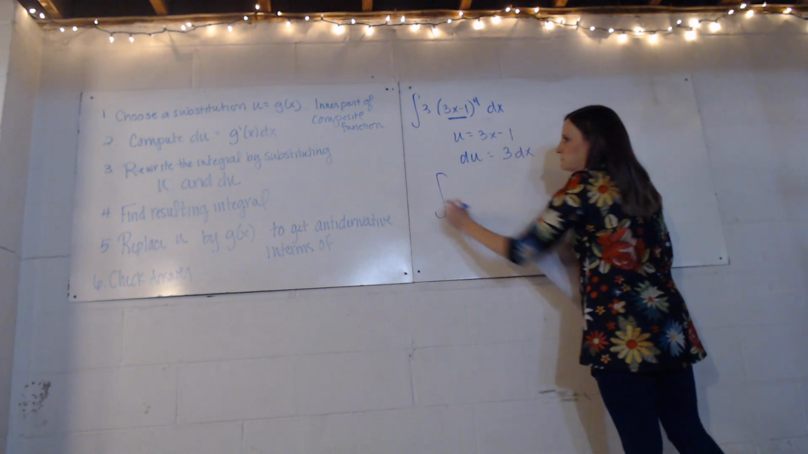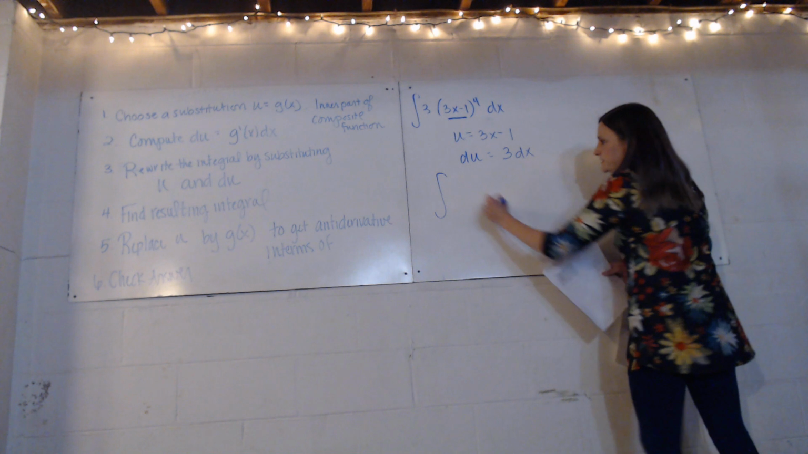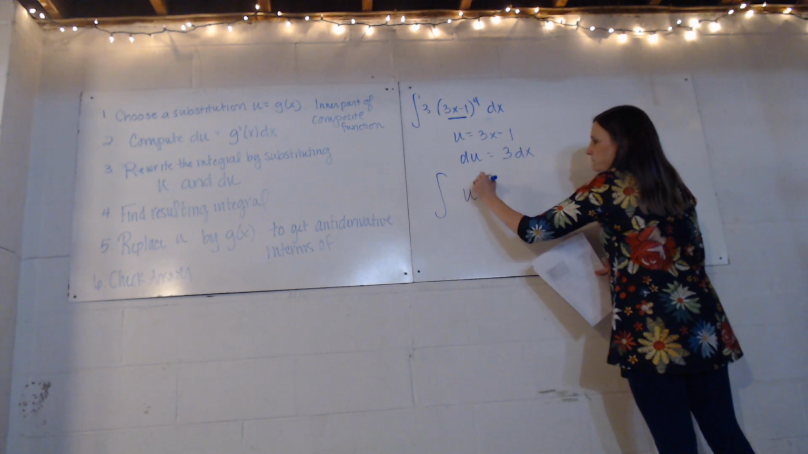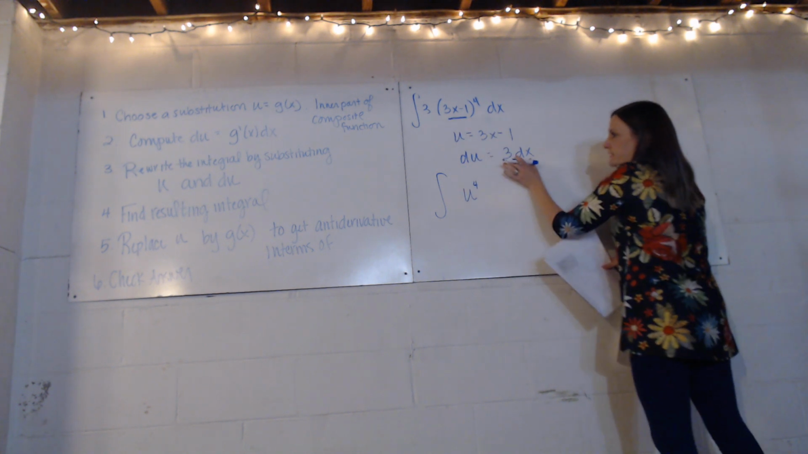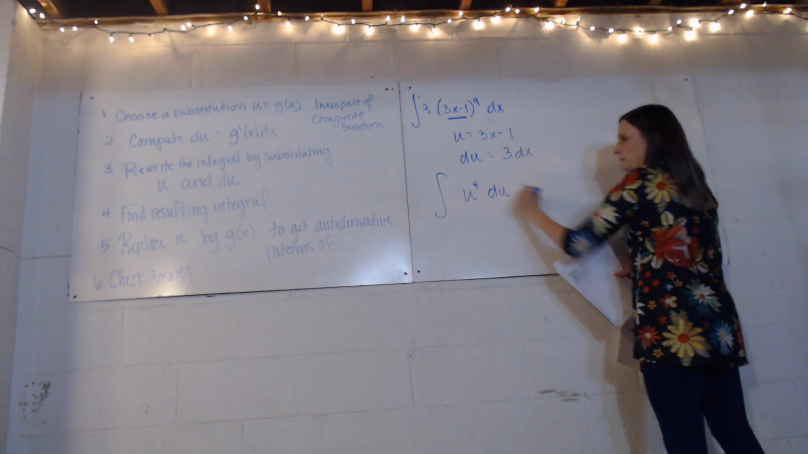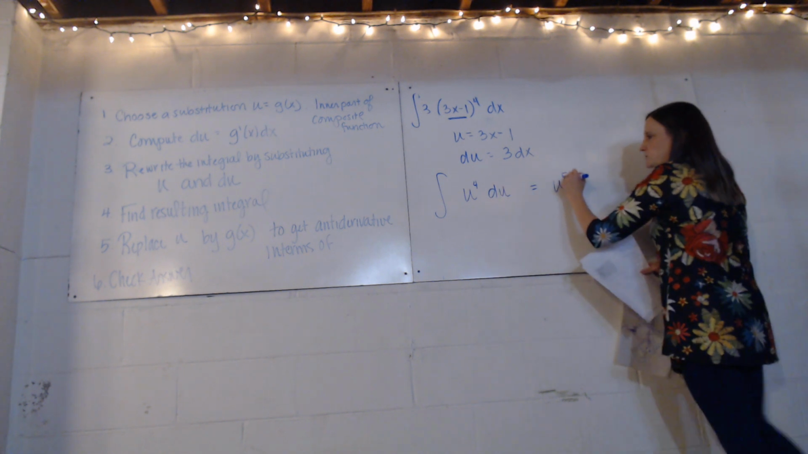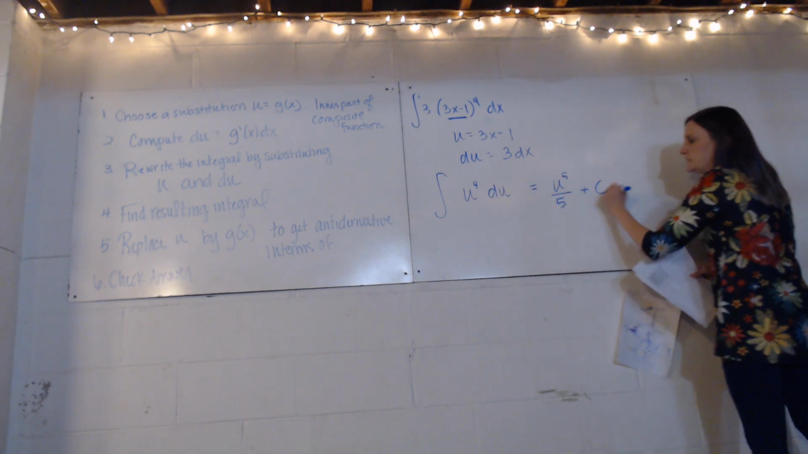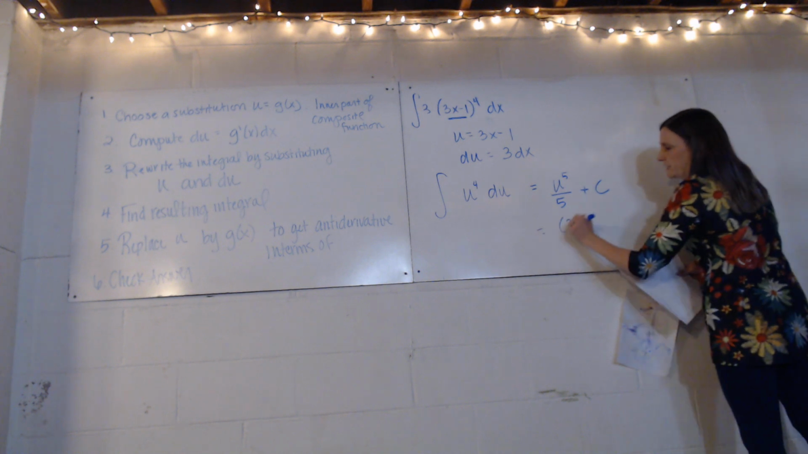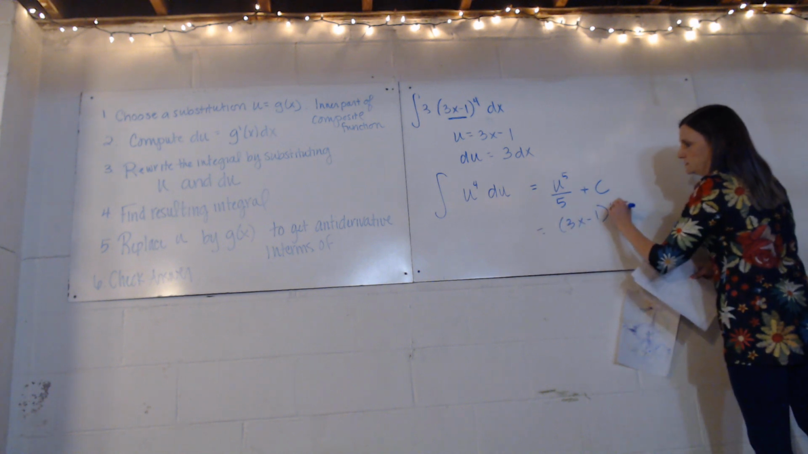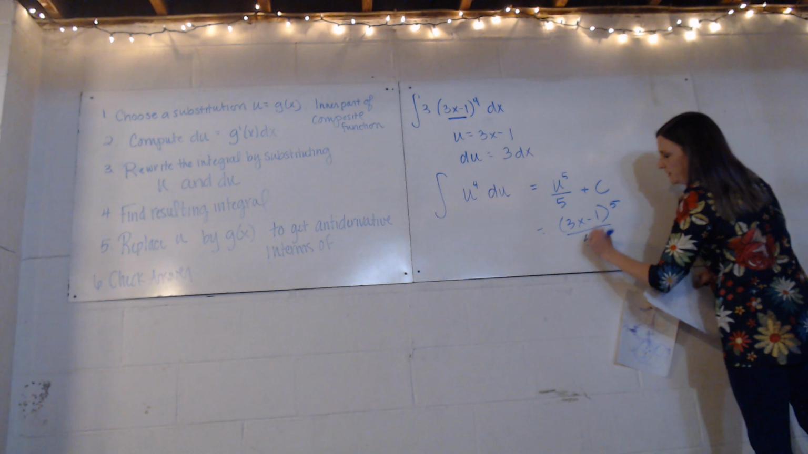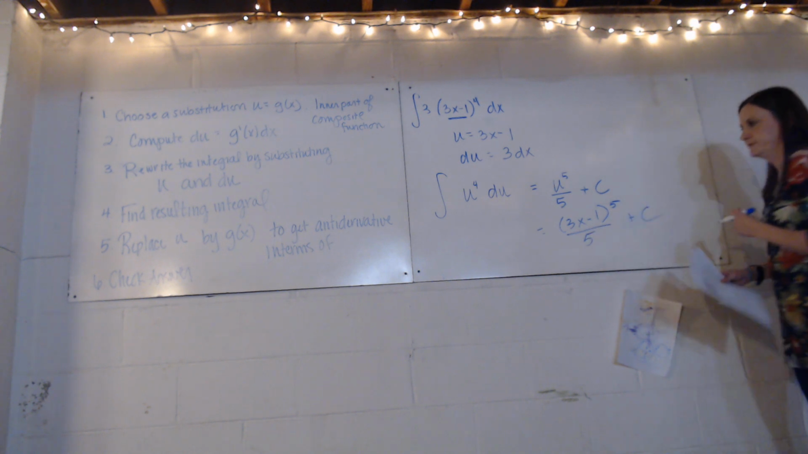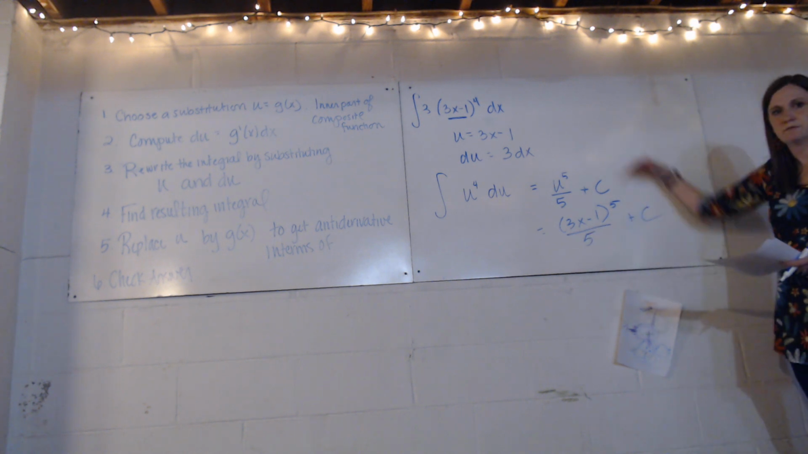So when I go to rewrite it, I have u to the 4th, and 3 dx is du. And let's integrate. This becomes u to the 5th over 5 plus c. This becomes 3x minus 1 to the 5th over 5 plus c. And there we go. This one turned out really nicely.